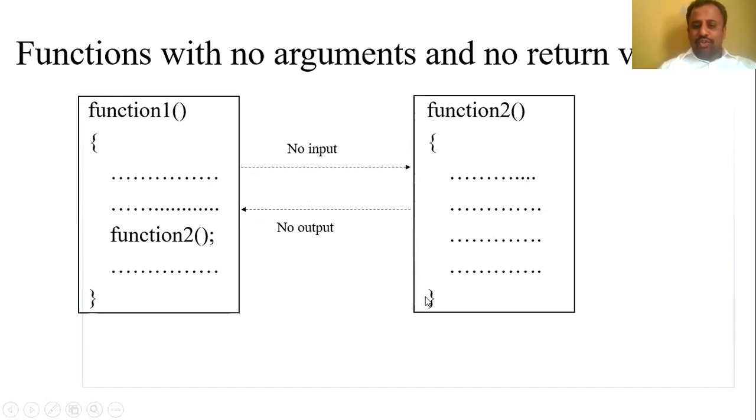This function executed, whatever it wants to print here itself, it will print and come back, and it will continue the execution of the next steps in the function. Nothing but in main, any other steps are there, it will execute. So this is what you call no arguments and no return value.